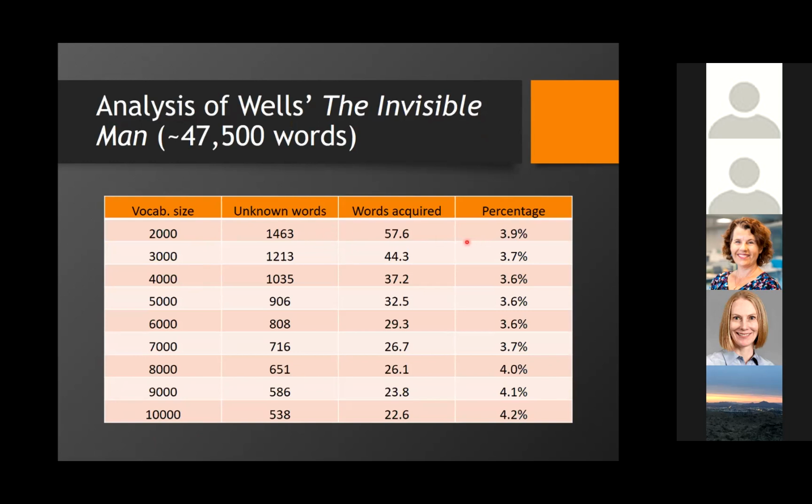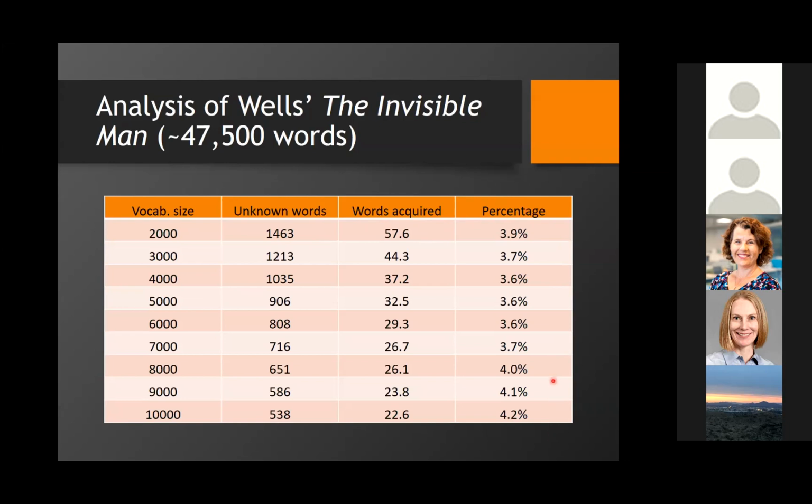And now, according to our estimates, you acquire about 58 words. But this is probably generous because in reality, the unknown words account for about 60% of the words in the text. So if you only understand 40% of the words in the text, there's no way you're going to comprehend the text. So these are probably very generous estimates, but even still, the percentage of acquisition is quite low.